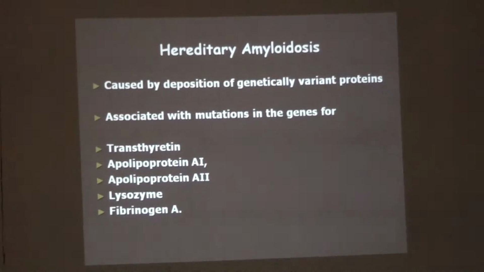Hereditary amyloidosis involves transthyretin, that is TTR, and also apolipoprotein. These are the protein fragments. What happens in amyloidosis is a misfolding of the proteins. The normal protein is misfolded, so we get amyloidosis. Hereditary amyloidosis is caused by deposition of genetic variant proteins associated with mutations in the genes for transthyretin. The causes are transthyretin, apolipoprotein A1 and A2, lysozyme and fibrinogen. These are all the protein variants.